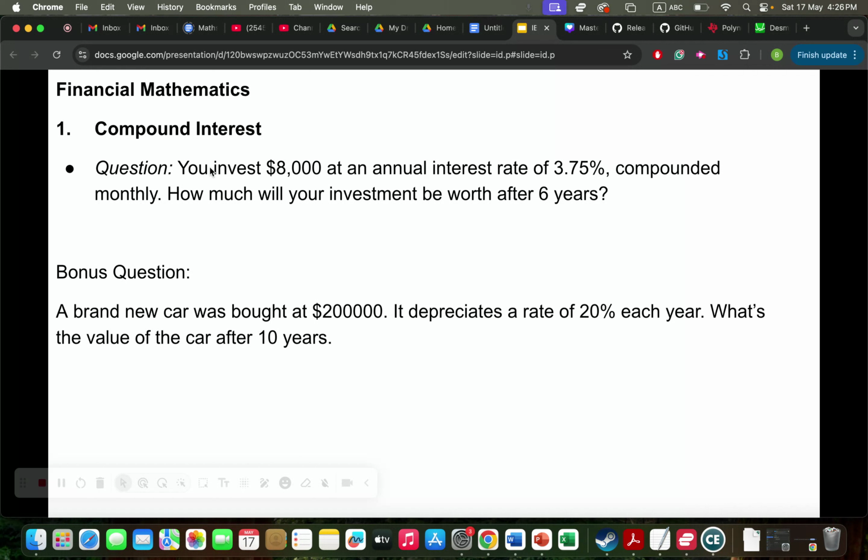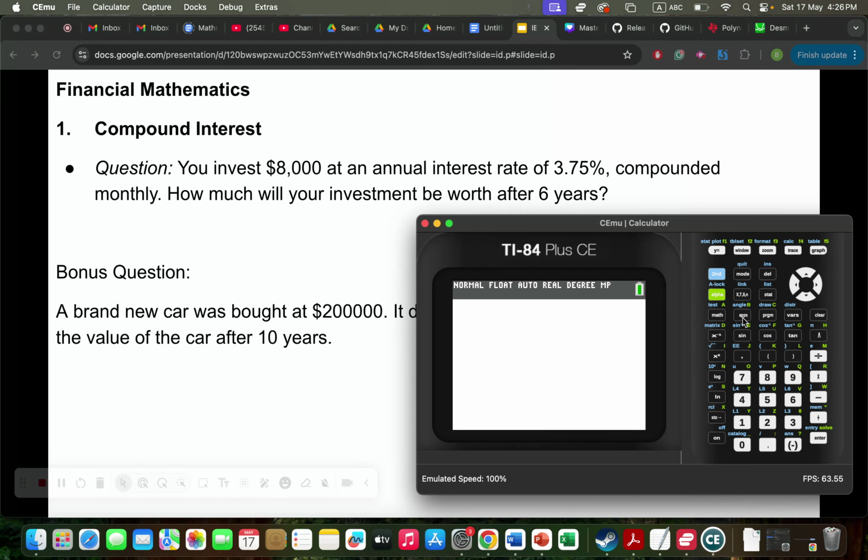The interest is being compounded monthly. So you invest $8,000, annual interest rate 3.75, compounded monthly. How much will your investment be worth after 6 years? Okay, so we're going to go straight to using the calculator. We're going to go to apps, we're going to go to finance, and we're going to click on option 1.